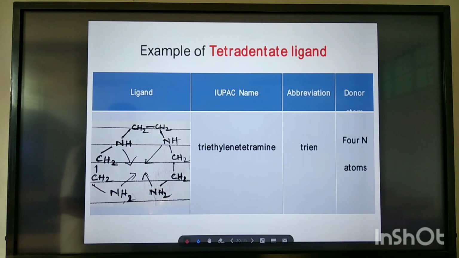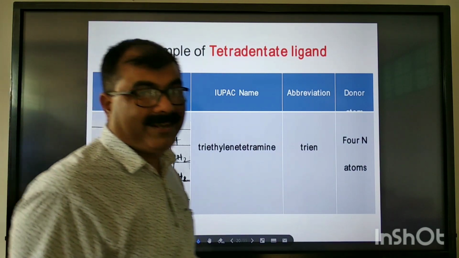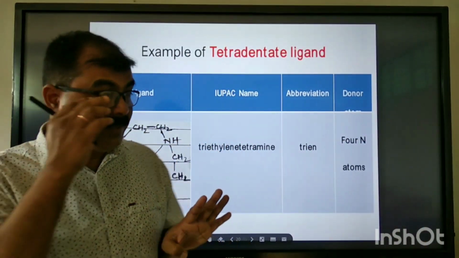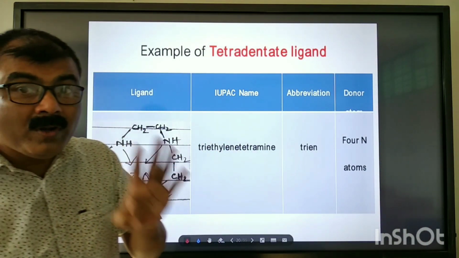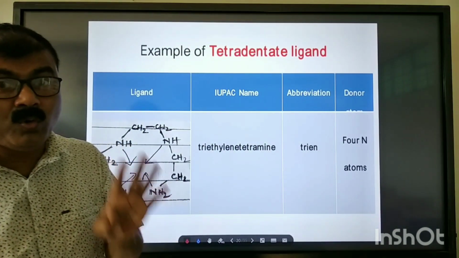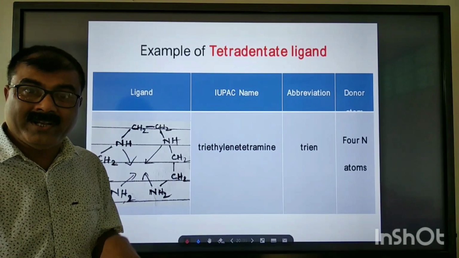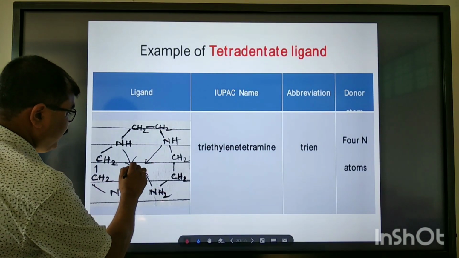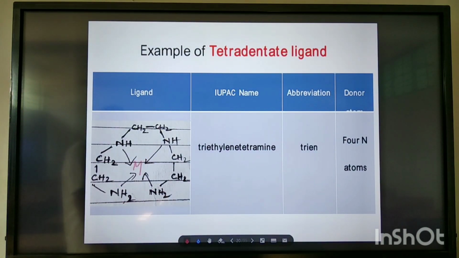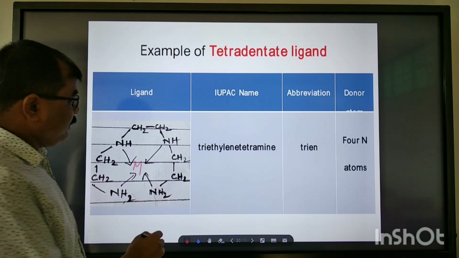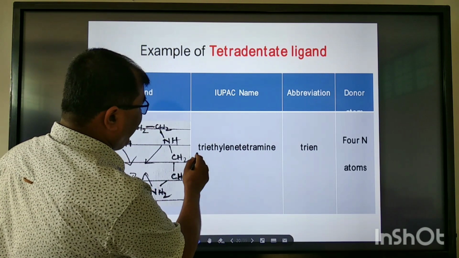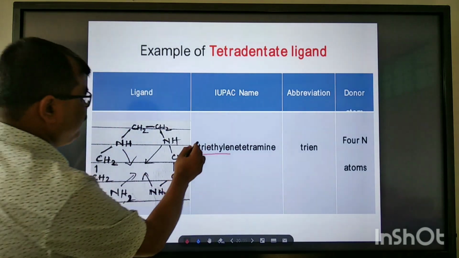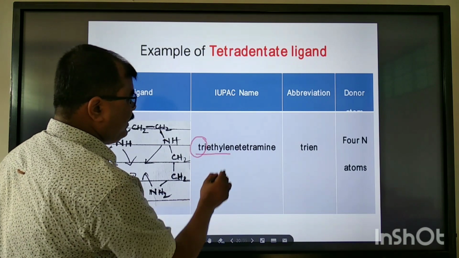Yes, my dear students, tetradentate ligands. Tetradentate ligands means denticity 4. There must be 4 donor atoms, 4 donor sites through which it can form coordinate bonds. It can ligate to the metal ion. See here, one example. Triethylene tetramine. Previous one was diethylene, this time triethylene.